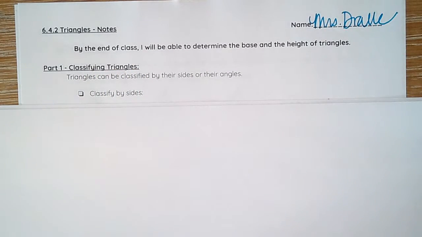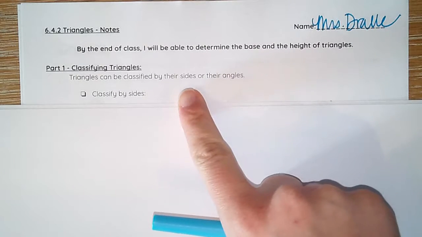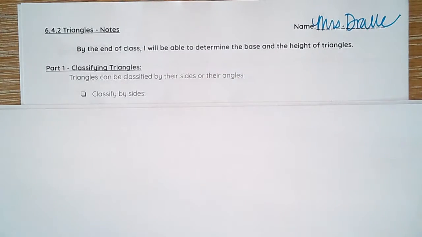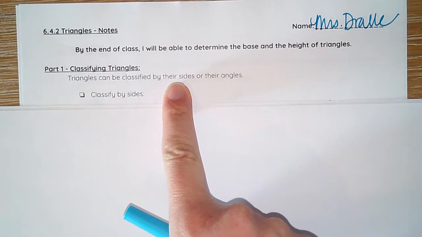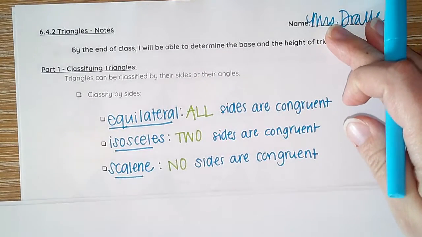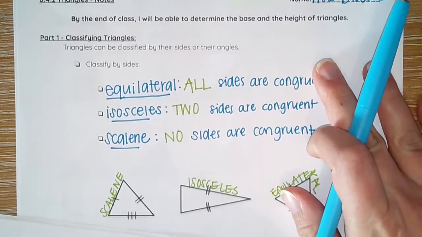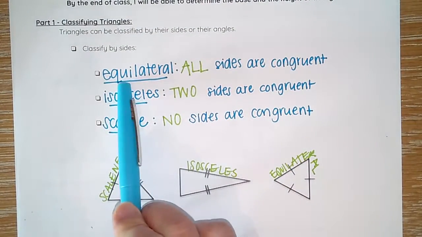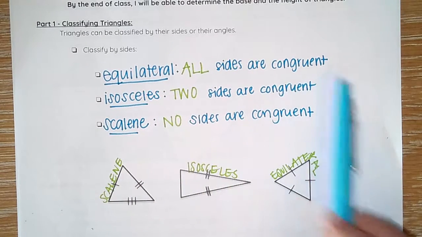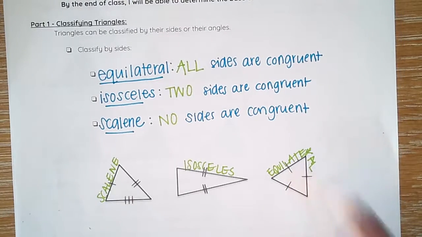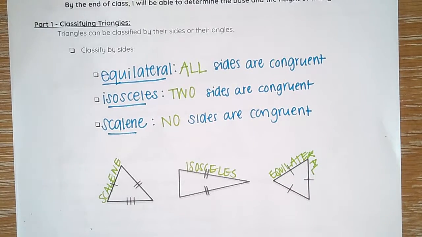If you can recall, we classify triangles two different ways, by their sides or by their angles. And combined, you would name a triangle using both the sides and the angles. When we classify by sides, we've got three different options. Equilateral triangles have all sides congruent. That can be modeled by one tick mark each, so they all have matching tick marks.